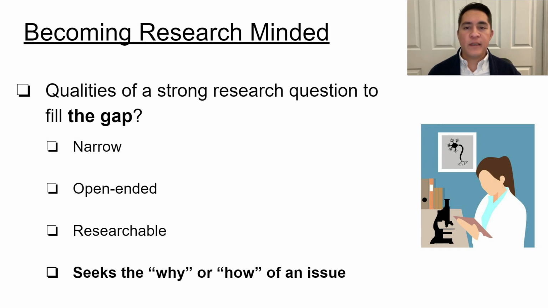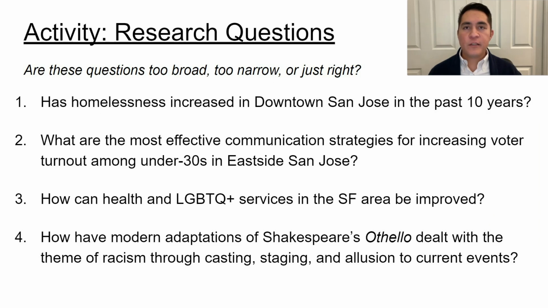Next, we'll conduct an activity to better understand research questions. You'll need a place to write down your answers to these questions. Let's take a minute to practice identifying strong research questions. Write numbers 1 through 5 wherever you can, and next to the number, write if the following research questions are too broad, too narrow, or just right. Be sure to pause the video here for a minute or two and look at each question carefully. Unpause when you're ready for the answers.